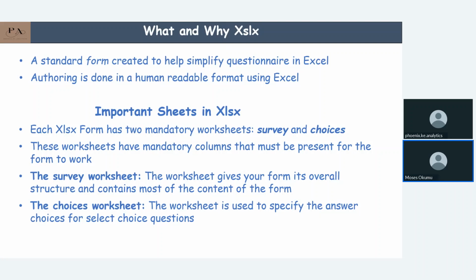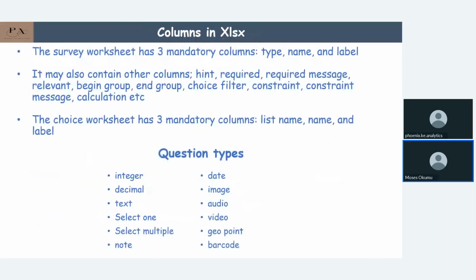So the survey sheet has 3 mandatory columns. We have the type column, the name column, and the label column. It has other columns, but they are not mandatory. So the mandatory ones are type, name, and label. But as per your preference or the way you want your questionnaire to appear during data collection, you can have more than 20 columns based on what you want to input in each column.